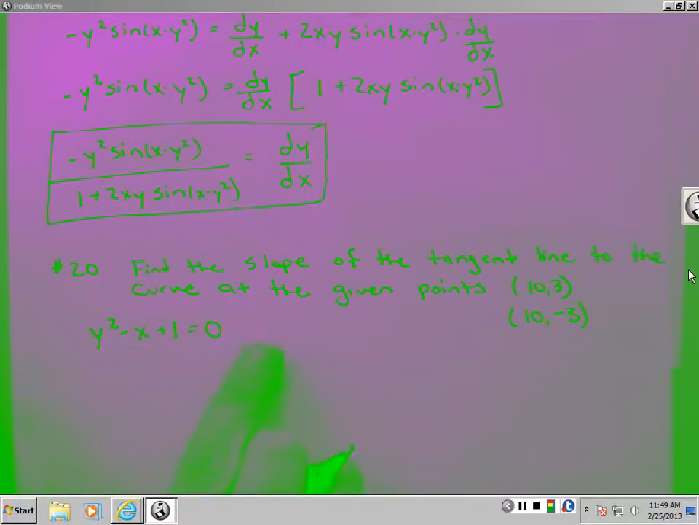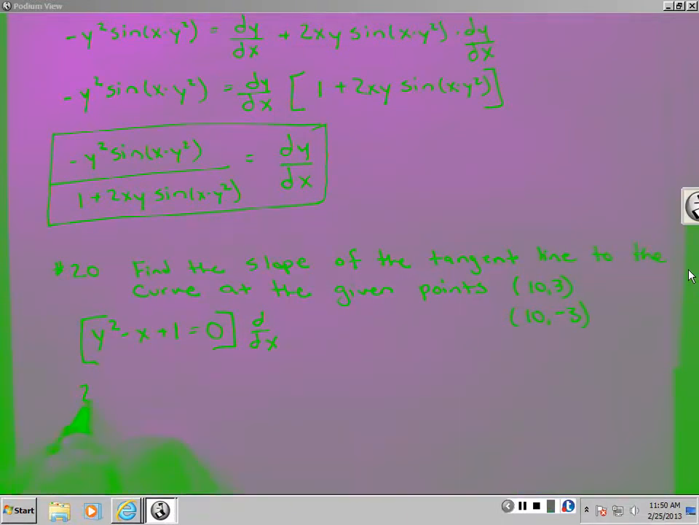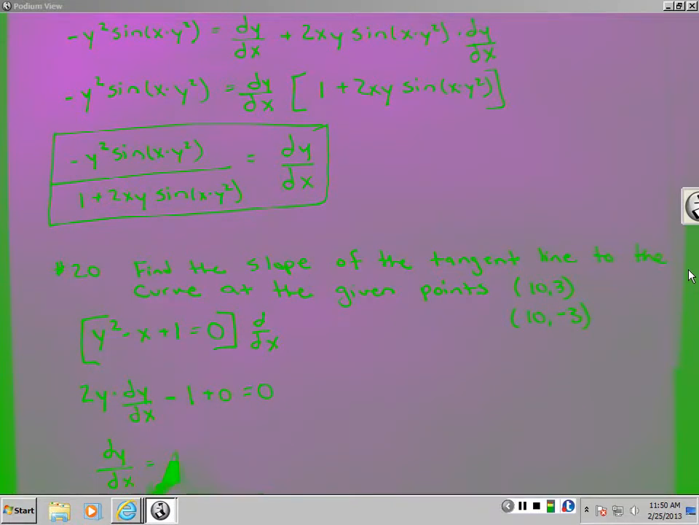But I could also do an implicit differentiation. For the derivative, if I want to plug in this point, x is going to be 10, y is going to be 3. This point, x is going to be 10, y is going to be minus 3. So let's go through the last minute. We get 2y times dy dx minus 1 plus 0 equals 0. Right? So if I solve for dy dx, I get 1 over 2y, right?